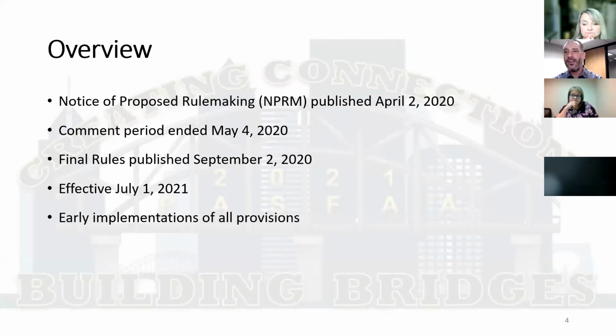The rulemaking was published April 2nd, 2020. The comment period ended right around Cinco de Mayo, May 4th, 2020. The final rules were published September 2nd, 2020, and they all went into effect July 1st. But the Department of Education allowed us to early implement some of these things if we chose to. But we all knew we had so many other things going on at that time with the pandemic, the CARES Act, the HEERF grants, so many different things. So a lot of institutions did not choose to early implement.